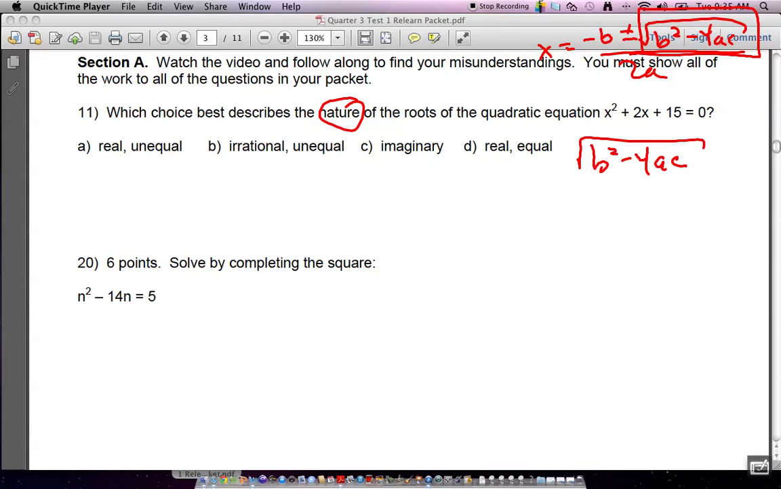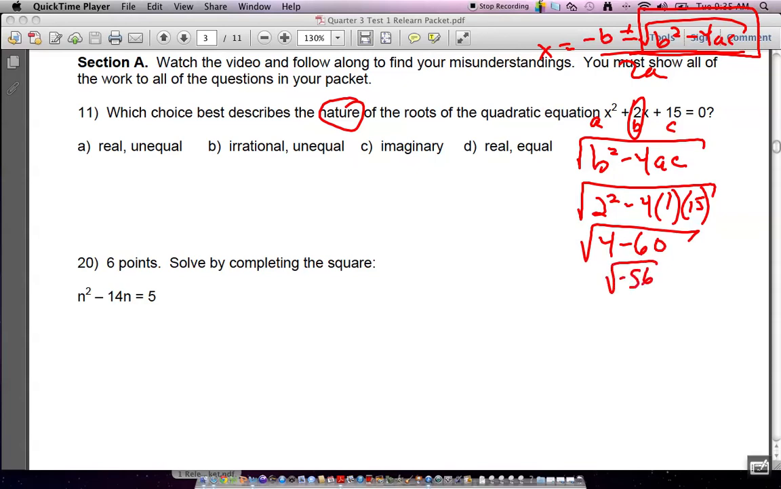The a, the b, and the c, and I think this was pretty clear on your papers that you understood this. The a is in front of the x squared, the b is in front of x, c is the number at the end. So let's plug these things in. Square root of b squared. Now b is 2, so b squared is 2 squared minus 4 times a is 1. And c is 15. So this is the square root of 4 minus 4 times 1 times 15 is 60, which gives me the square root of negative 56. And we said in class on multiple occasions that the square root of a negative is an imaginary number. It's the one thing that's not real. So the correct answer to number 11 is C, imaginary.